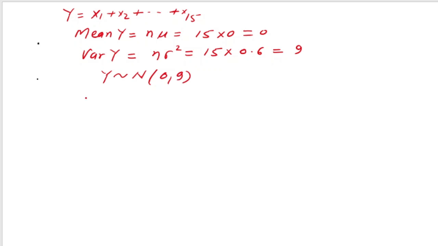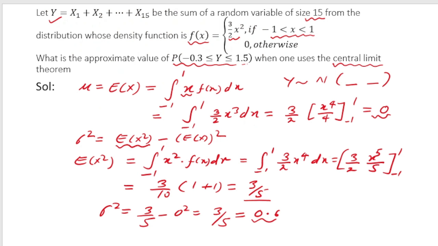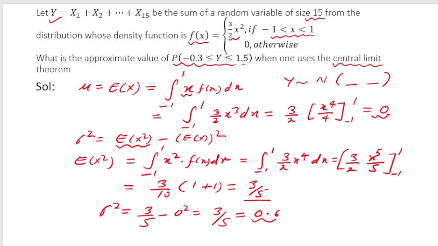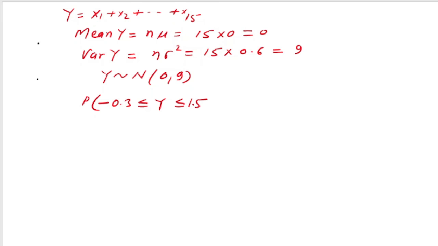So now I have to calculate the probability for what? We have to calculate the probability that y lies between minus 0.3 to 1.5, and in the normal distribution video you have seen that this is how the probability is calculated. So y lies between minus 0.3 to 1.5, right? So to calculate it, first of all I have to calculate z.